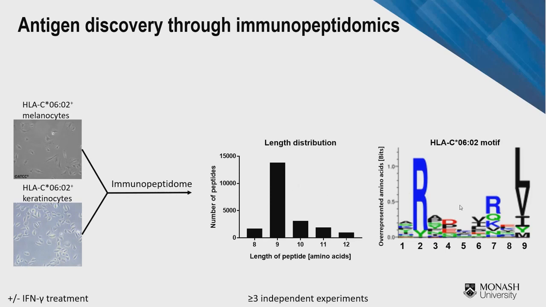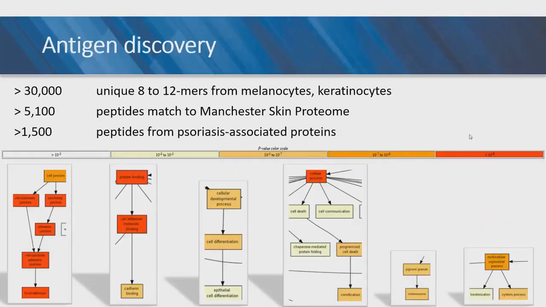But in contrast to previous work on B cells, now we have over 30,000 peptides derived from skin cells, and that is reflected by a high number of peptides that are derived from proteins found in the skin and also from psoriasis-associated proteins. That's also reflected in the pathways that we find, such as melanosome formation, epithelial differentiation, cell adhesion, and so forth.